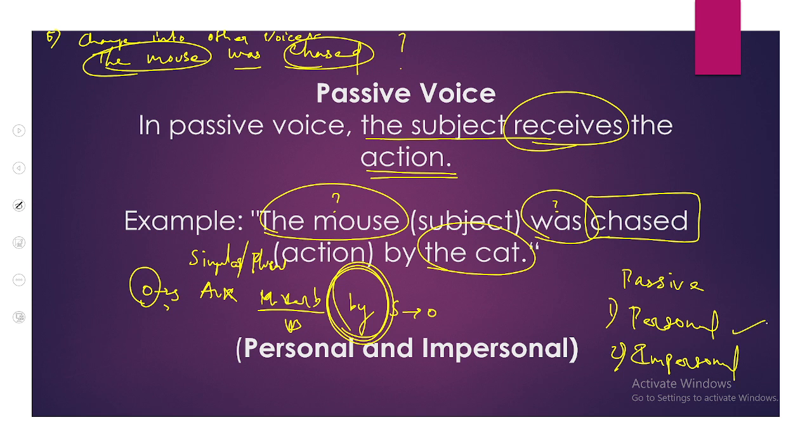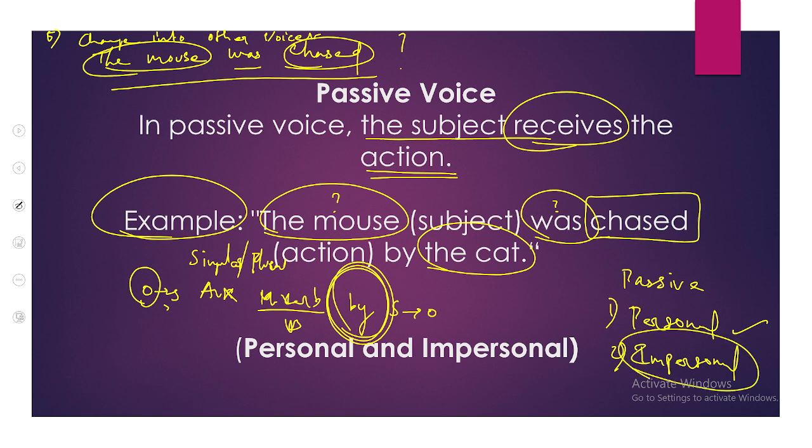So if they have mentioned the doer of the action in passive form, it will be considered as personal. For example, same question, this answer, the mouse was chased by the cat. Actually, whether it is personal or impersonal? Personal. But the question they have given in the exam, the mouse was chased. Whether it is personal or impersonal, my dear? Impersonal voice.